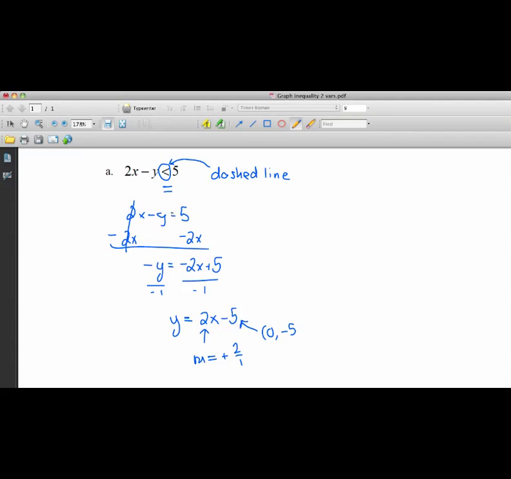Plugging 0, 0 in for my x and y, this time in the inequality, not in the equation. 2x minus y is less than 5. If I plug in 0 for x and 0 for y, this gives me the statement 0 is less than 5, which I know is a true statement. And because it's a true statement, I know that I want to shade toward my test point, or toward 0, 0.